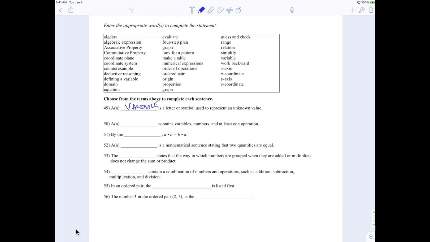All right. Great. Yes, read it to me. A blank contains variables, numbers, and at least one operation. You're awesome. Algebraic expression. Good job. Tell me. By the commutative property. Yay, very good. Commutative property. The commutative property. I like this.